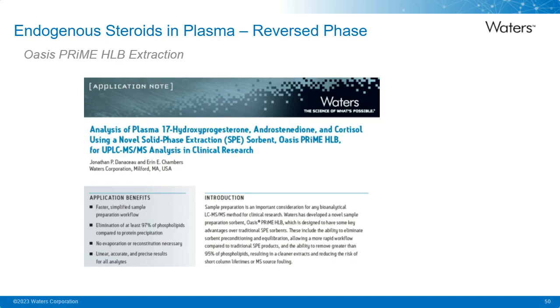All right, I'm going to switch gears a little bit and talk about reverse phase analysis. Again, there's a number of different panels, and we've come up with a couple of ways to do this. So this is one method developed several years ago, where we're looking at 17-hydroxyprogesterone, androstenedione, and cortisol using Oasis Prime HLB.